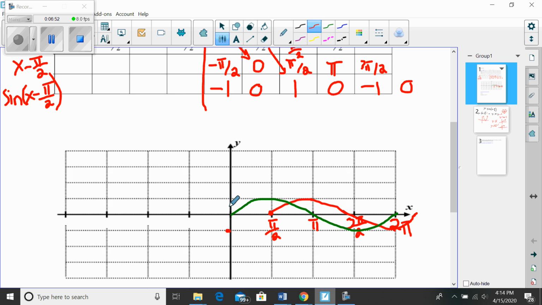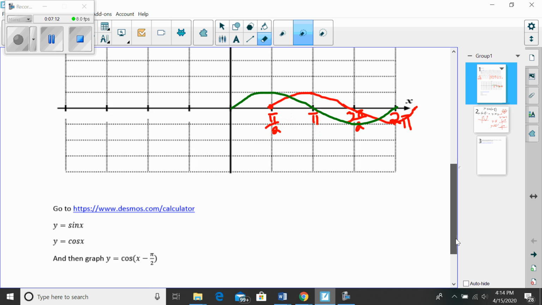I certainly could connect these points here to show you. I would still have those. I kind of like this graph without it so that you can see a little more clearly how I've taken this curve in green and shifted it to the right, pi over 2 units.